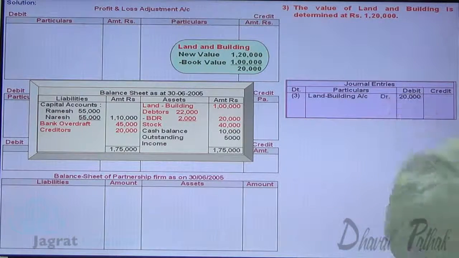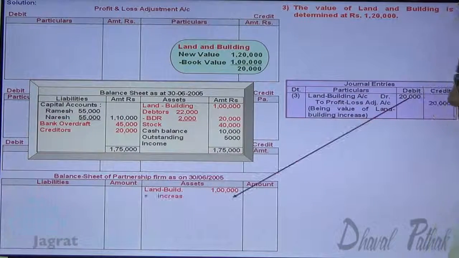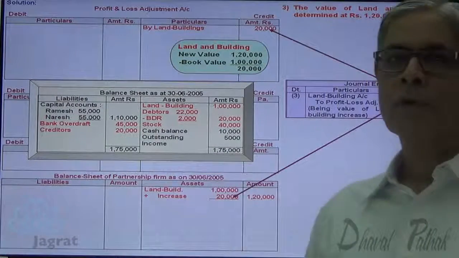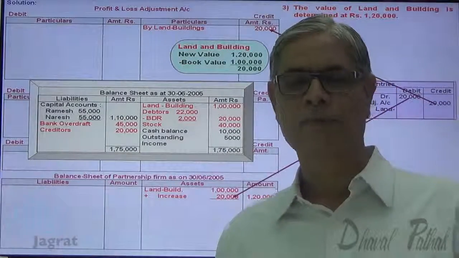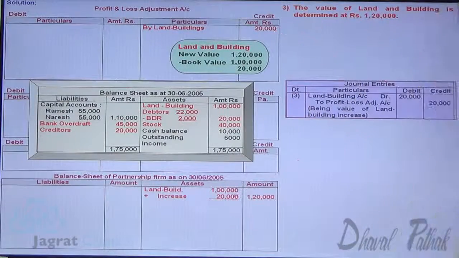Journal entry for that: land and building account debit, profit and loss adjustment account credit. So here 1 lakh plus 20,000 increase is 1,20,000, and 20,000 is credited to profit and loss adjustment account. This is our first revaluation adjustment taken care of.